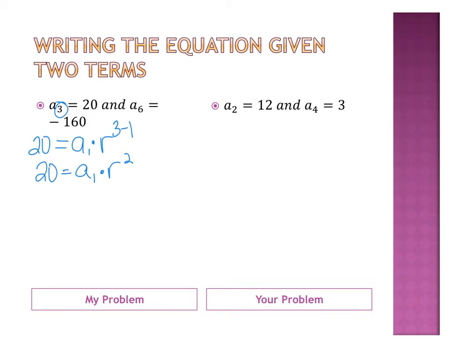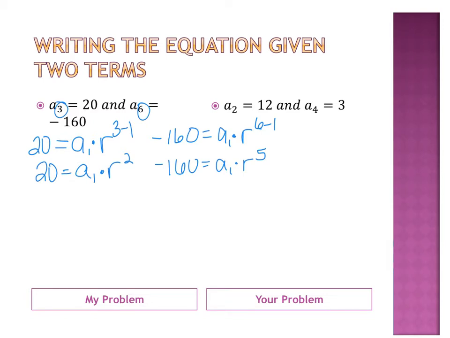Then I can write another equation, right? Negative 160 equals a1 times r to the 6 minus 1, because 6 is my subscript. So that's negative 160 equals a1 times r to the 5th. Now I have two equations and two unknown variables. But I can't use elimination because I don't have like terms that would subtract. So I'm going to have to use substitution.